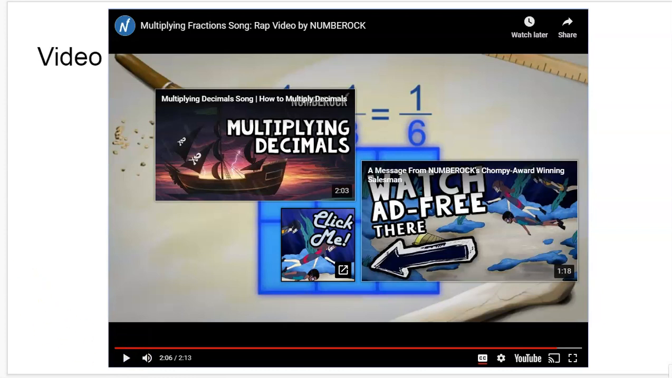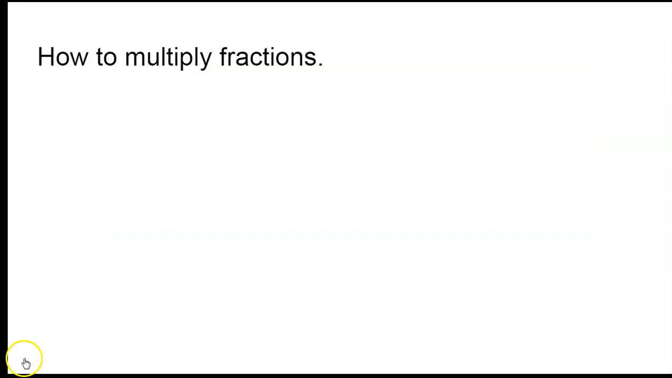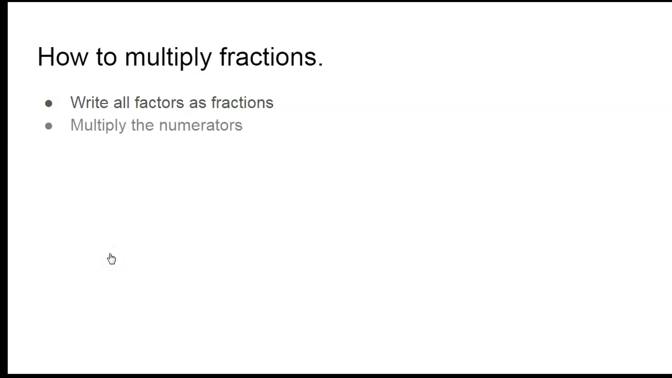Okay, so that's that. Now let's take a look at the actual steps for how we're going to do this. So, to multiply fractions. First, we're going to write all factors, all the things you're multiplying, as fractions. Okay, so remember, if you've got a value like 6, that would simply be 6/1. If I had a whole number like 4, that'd be 4/1. If I had -3, that'd be -3/1.